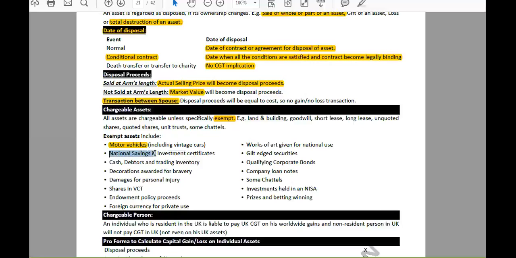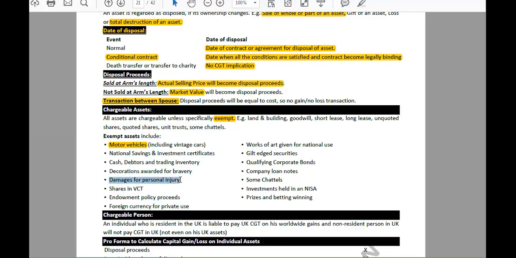National Savings and Investment Certificates, you can say it's a kind of prize bond which the UK government issues. If you see this word, it is exempt from tax. You don't have to pay tax on profit on these certificates. Next one, cash, debtors, inventory, all the current assets are exempt in capital gains tax. Decorations awarded for bravery, please remember, any medal, any reward for bravery, maybe if you are army personnel, or even if you are not in any position, if you receive any award from the state, it will be exempt.